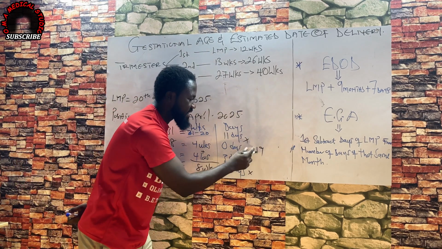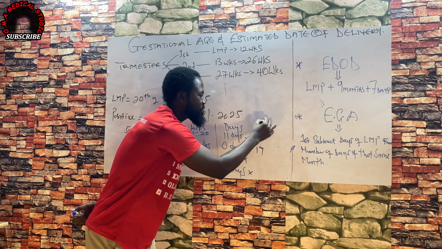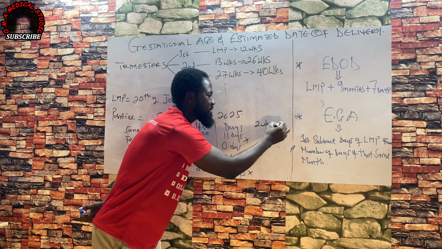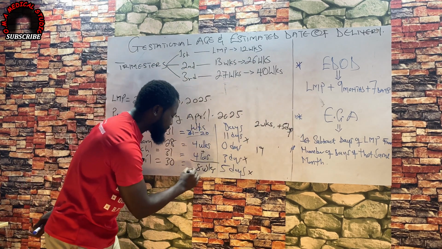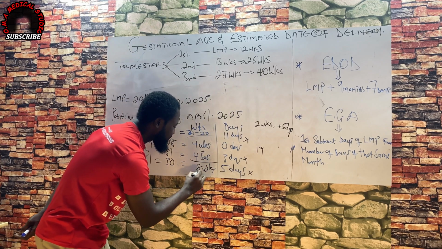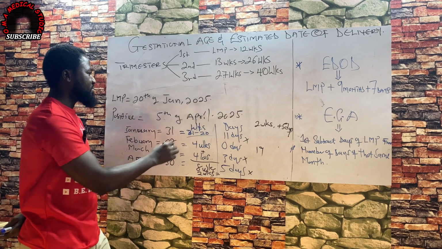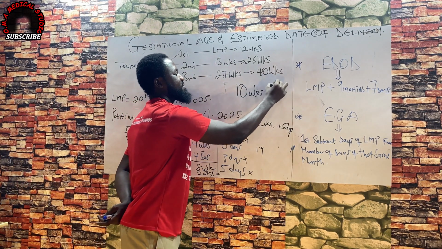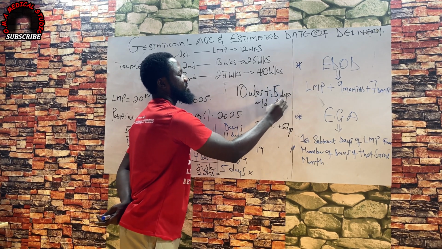So 7 days makes a week. You understand? So we are going to get 2 weeks. That's 14. 2 weeks, how many days? 2 weeks, 5 days. So we are going to add the 2 weeks, 5 days to the 8 weeks. So that's 10 weeks, plus 5 days of pregnancy.